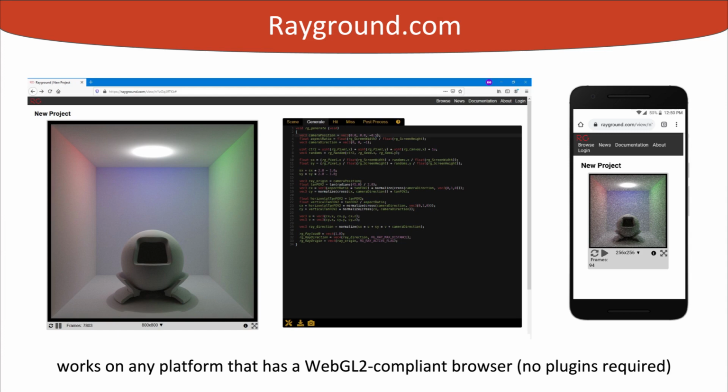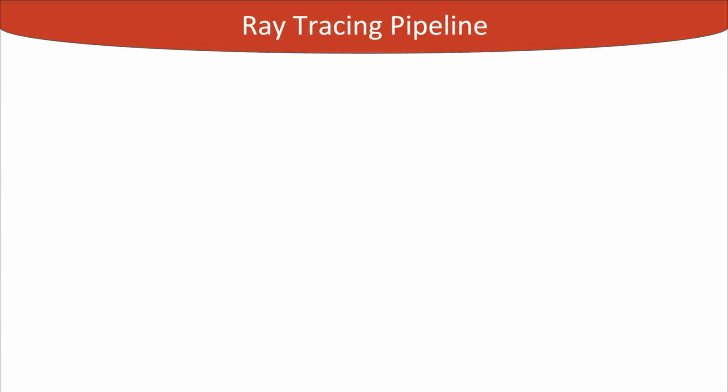To a large extent, we achieved our goals, and Rayground is a ray tracing prototyping tool on the web that is open, cross-platform, and available to everyone. The platform is hosted on rayground.com and works on any platform that has a WebGL2 compliant browser. Let's discuss the ray tracing pipeline that Rayground exposes. As mentioned before, we wanted our API to closely match the design of other modern ray tracing pipelines.